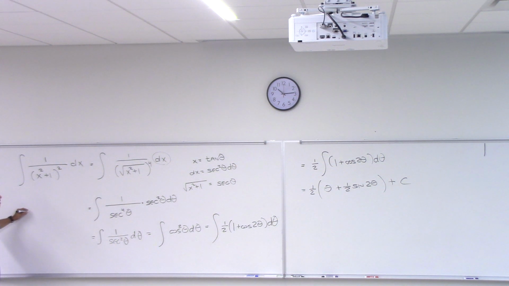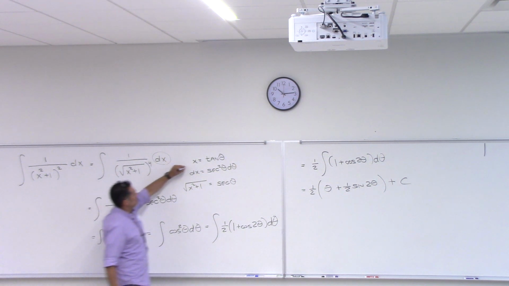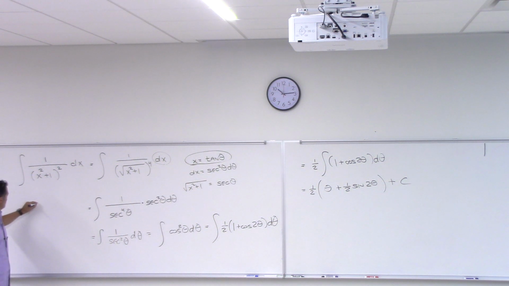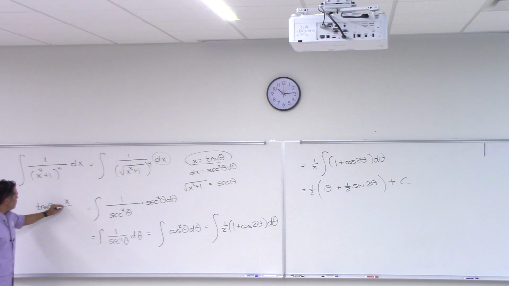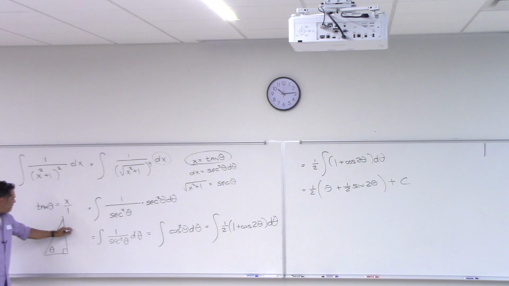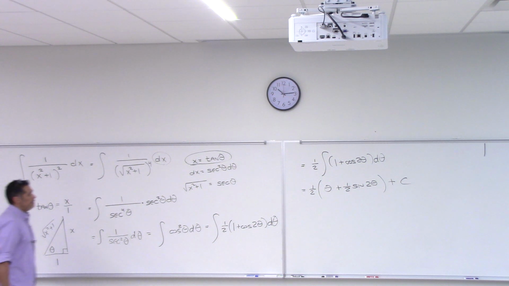My reference triangle is based on this right here. Tangent theta is x, so I'm going to write it as x over 1. My reference triangle looks like this. Tangent is opposite over adjacent, which means the hypotenuse is this. And now I can figure out all the different values.